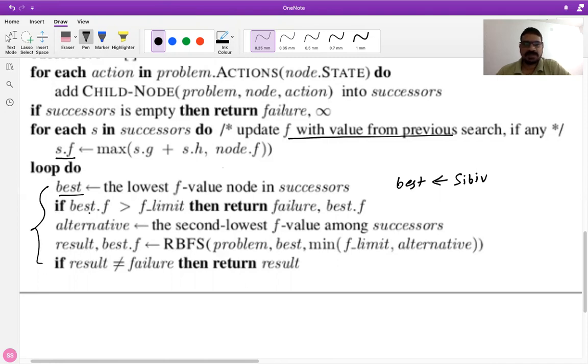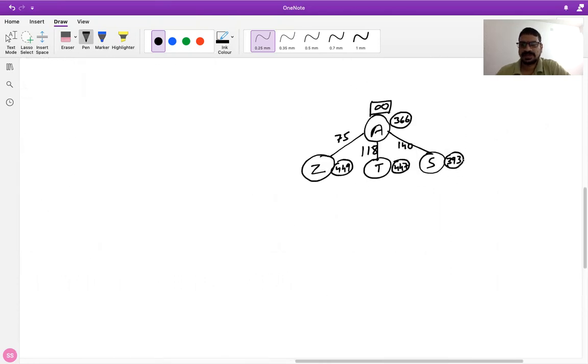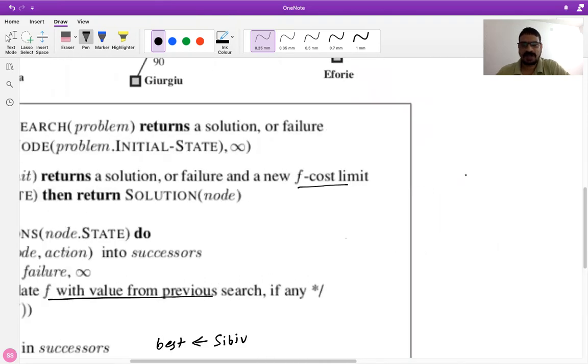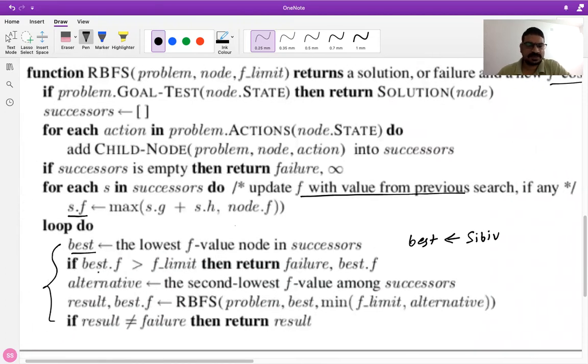What is best.f? The best.f value is 393. Now, is this best.f value greater than f limit? This is 393, right? So is 393 greater than f limit?